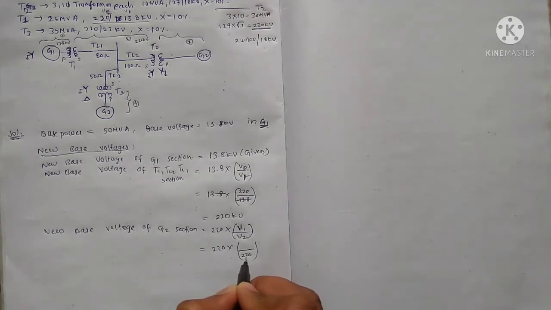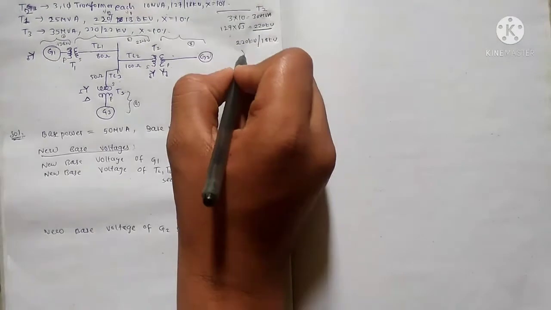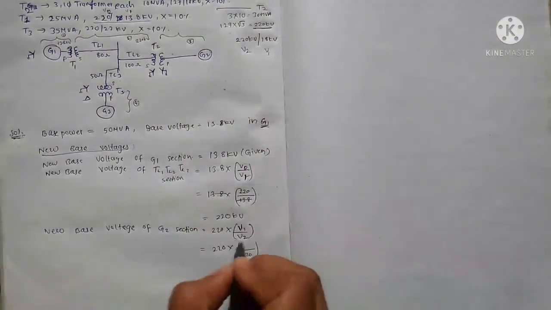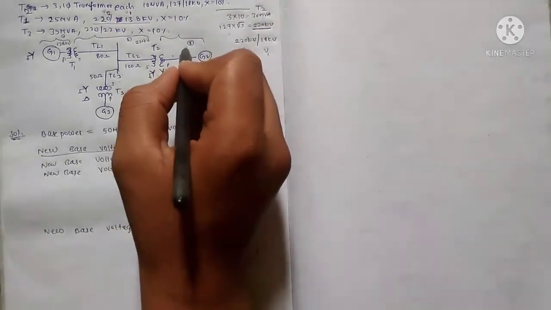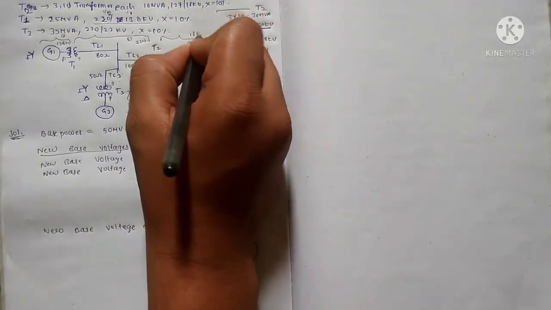Write it 220. This becomes V2, 220 becomes V2, right? 220 becomes V2. This is V1. Now V1 is 18, both get cancelled, we will get 18 kilovolt. Write this as 18 kilovolt.